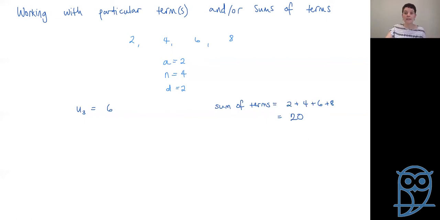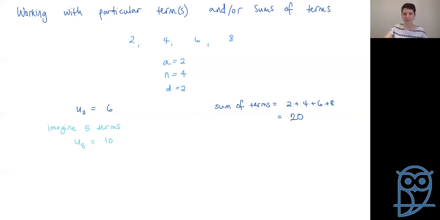We could say, even in a more experimental world, let's say we increase this to 5 terms. We could then say U5, what would it be? Well, we just add 2 again. 8 plus 2 is 10.